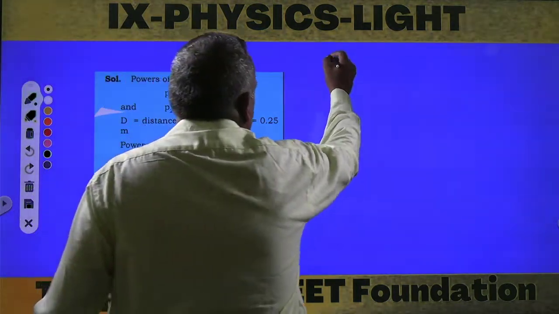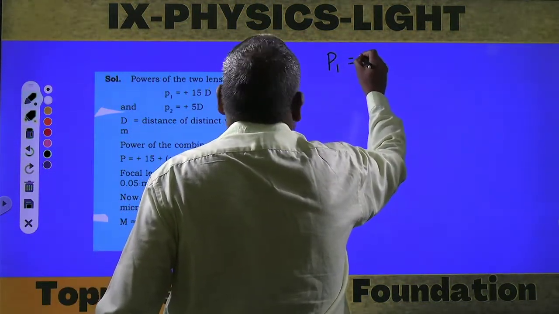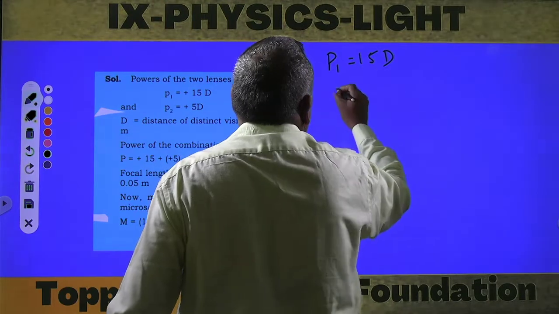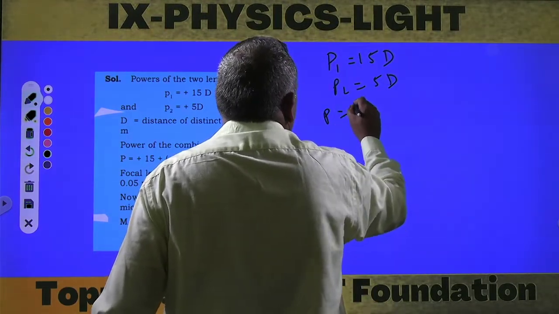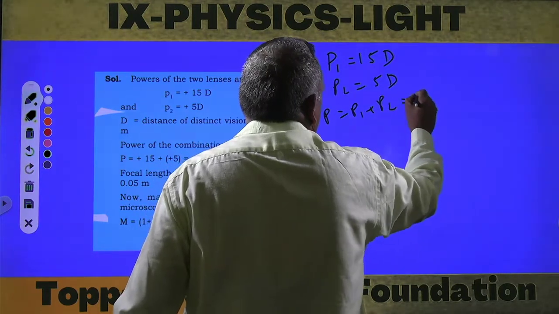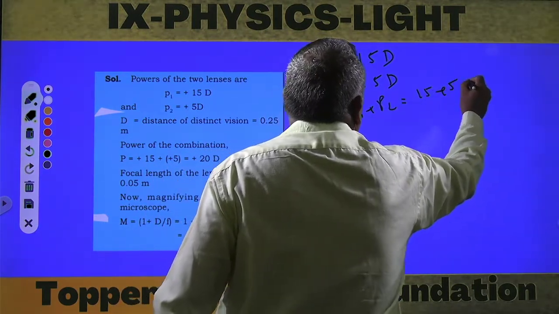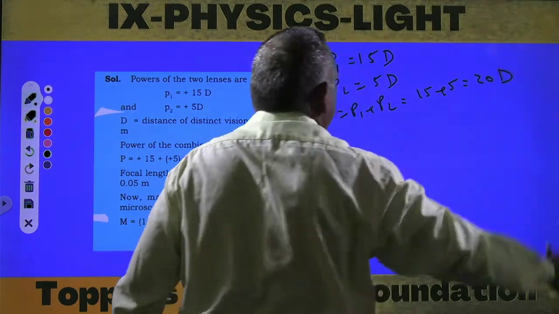The power of the first lens is 15 diopters. The power of the second lens is 5 diopters. The total power is the power of 1 plus the power of 2. That is 15 plus 5. It is 20 diopters.